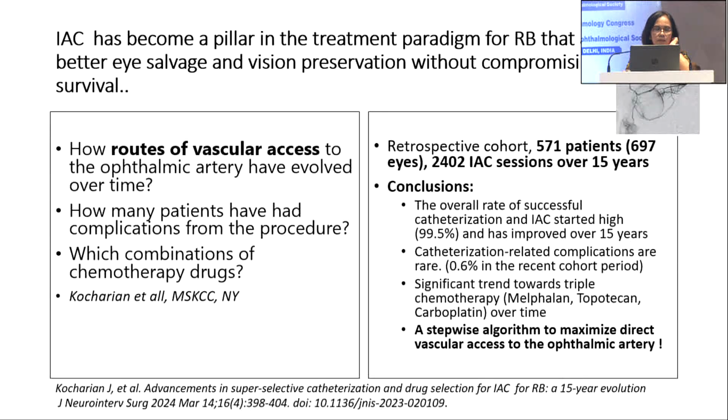There was a study reported by Koharian et al. from the New York group, a retrospective cohort of 571 patients. They tried to assess how routes of vascular access to the ophthalmic artery have evolved over time. The second question was how many patients have had complications from the procedure, and which combination of chemotherapy drugs should be used. The conclusion is quite promising.